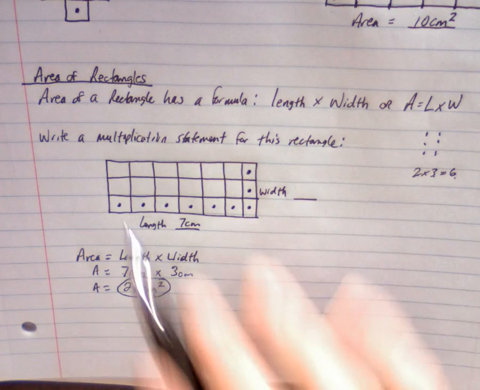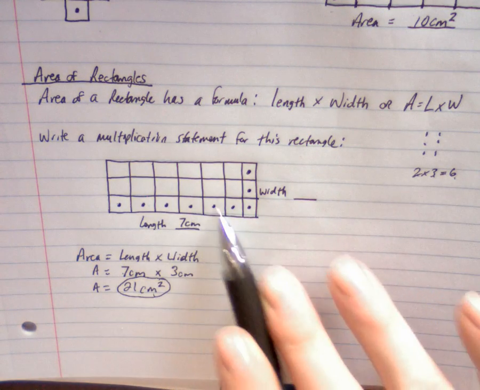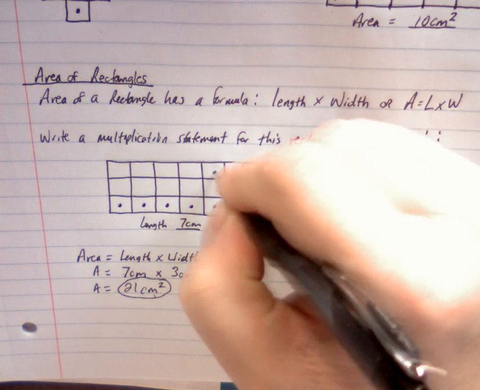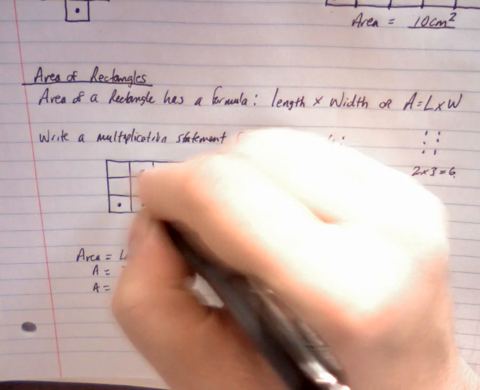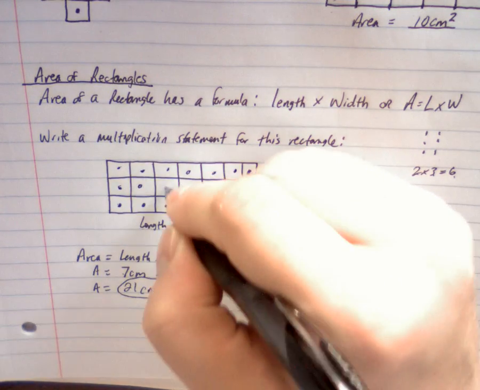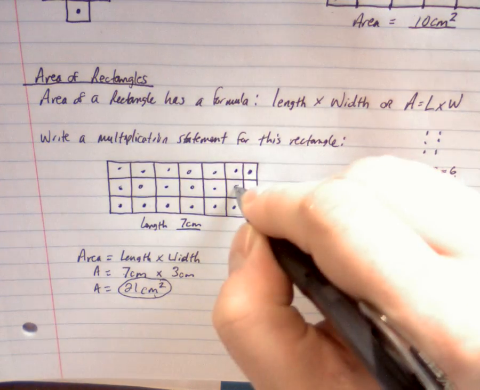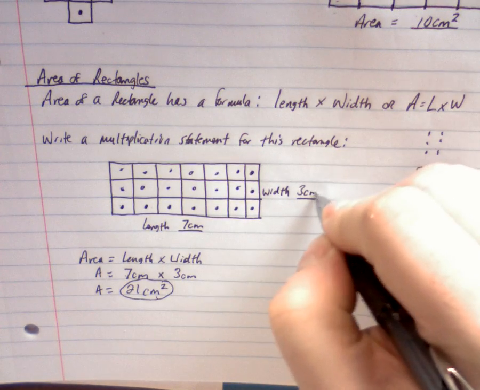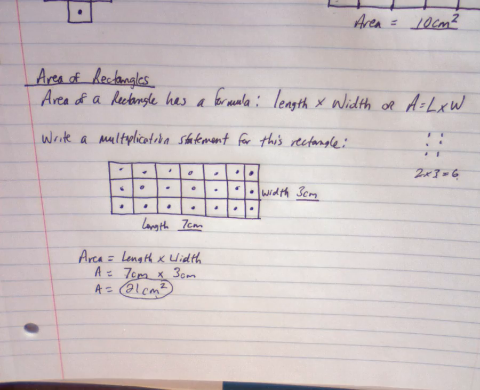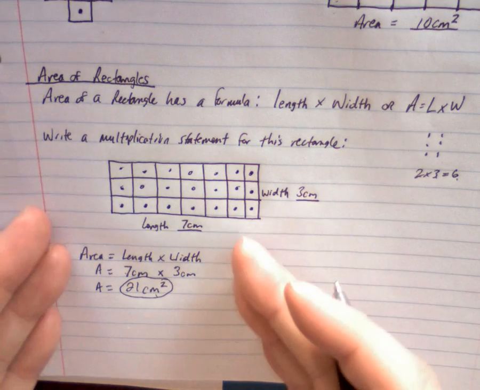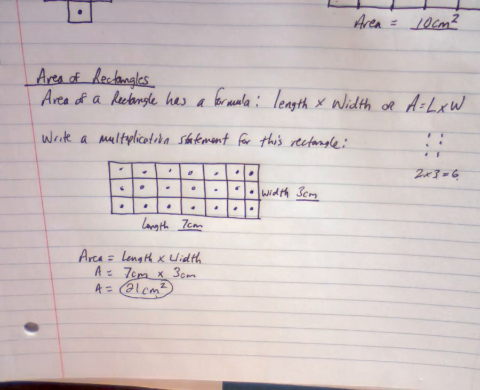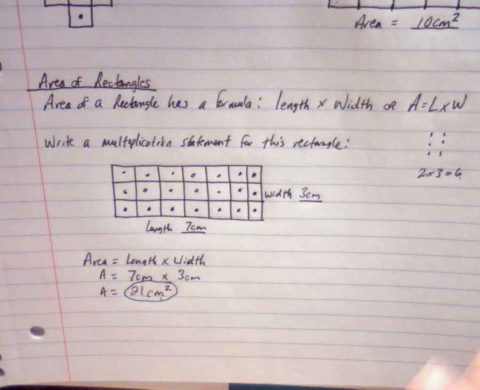So if we counted all those boxes, we should get this number right here. Let's do that. 1, 2, 3, 4, 5, 6, 7, 8, 9, 10, 11, 12, 13, 14, 15, 16, 17, 18, 19, 20, 21. So again, instead of counting all of the boxes, we now use a formula. We find out what the length is, we find out what the width is, and we use the formula.